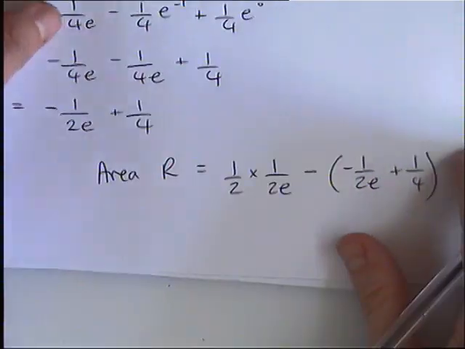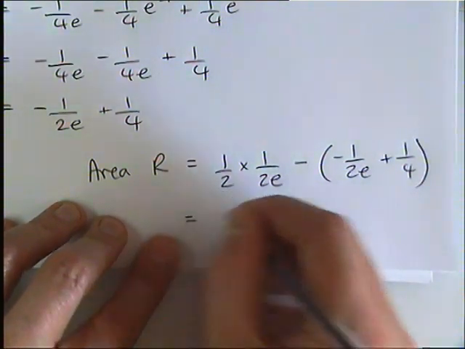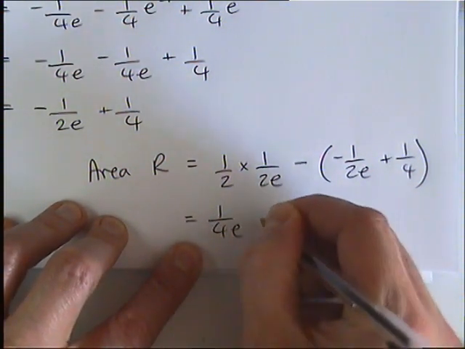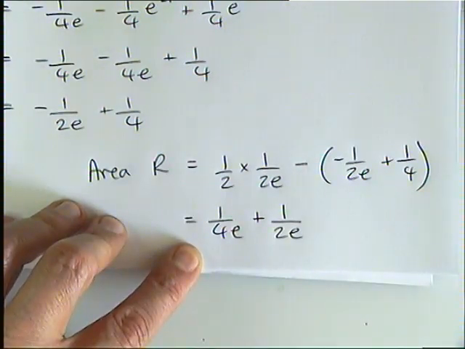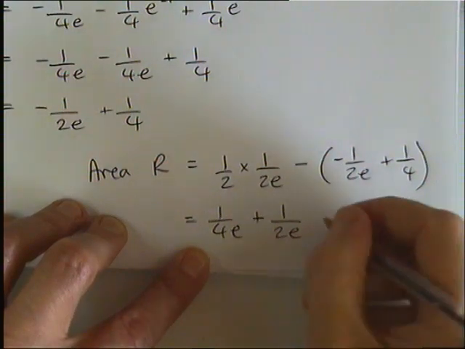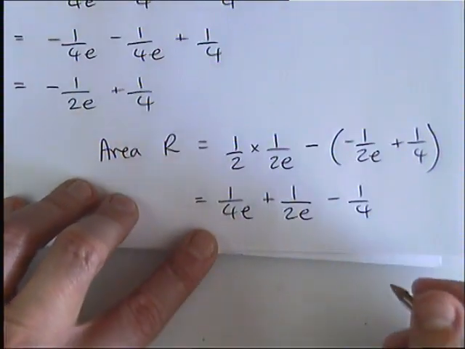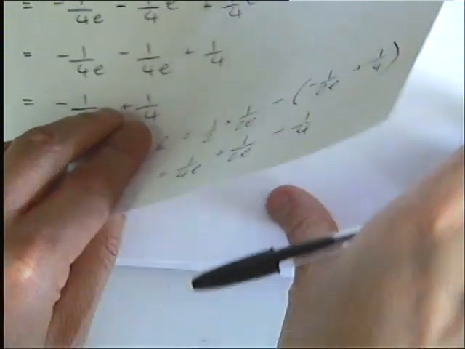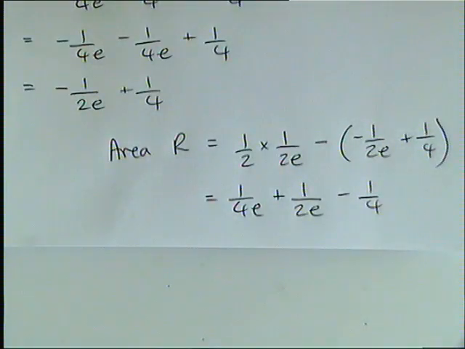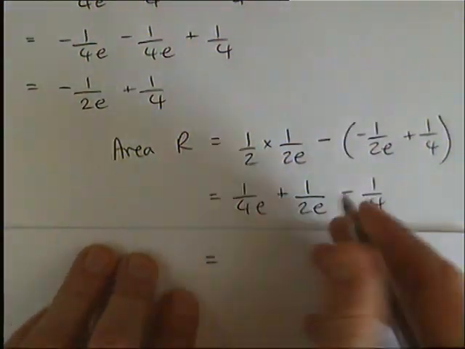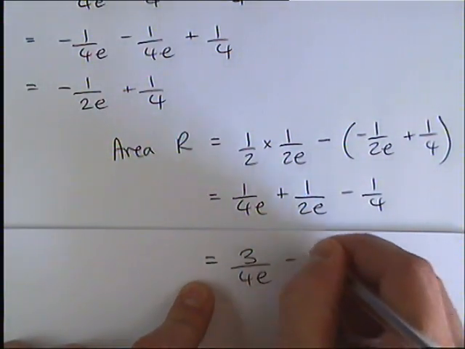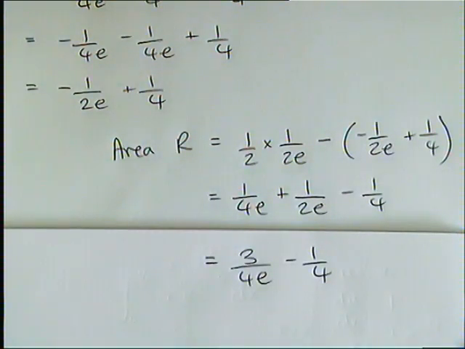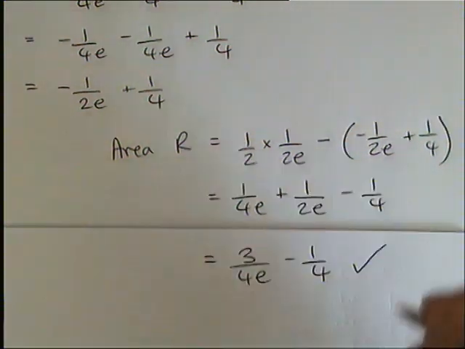So I'm hoping, fingers crossed, that this is going to work. So we've got 1 over 4e plus 1 over 2e minus a quarter. Really spaced that out bad. So make a common denominator, double the top and bottom of that one, and you get 3 over 4e minus a quarter, which is correct. Excellent.